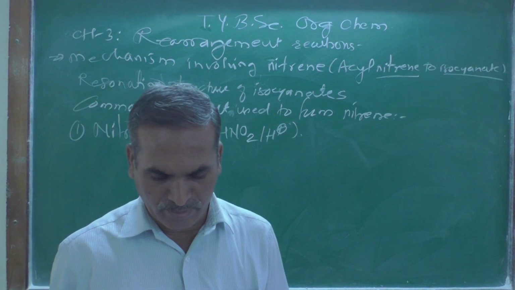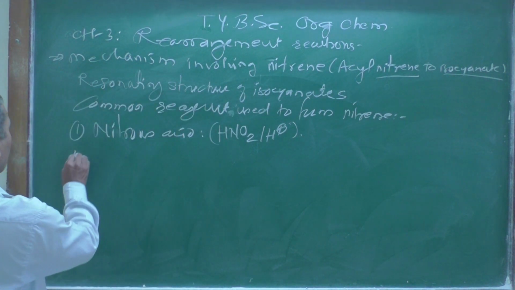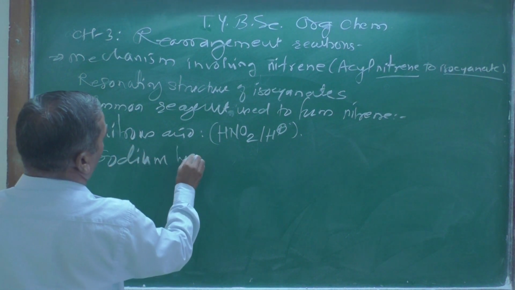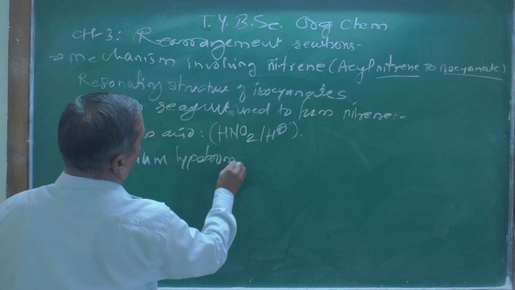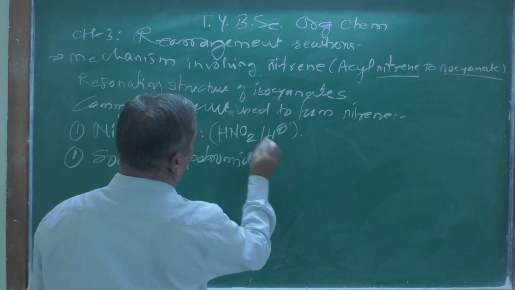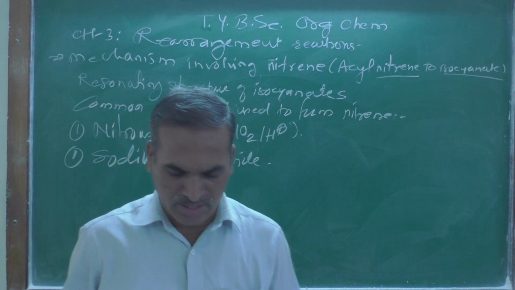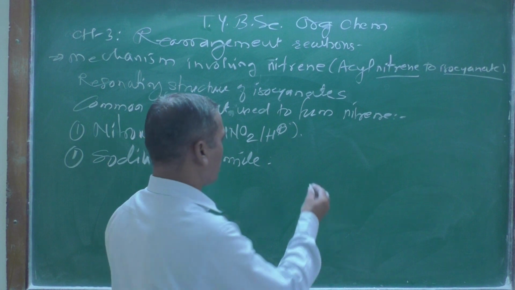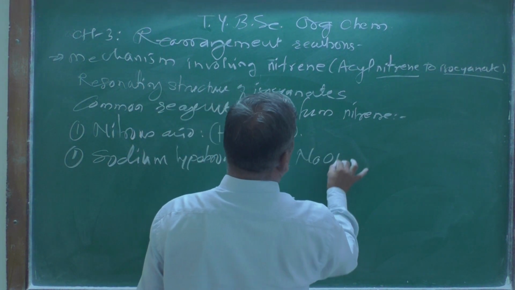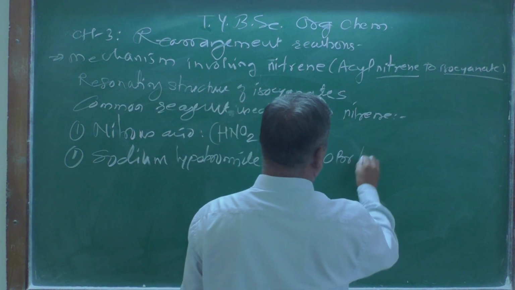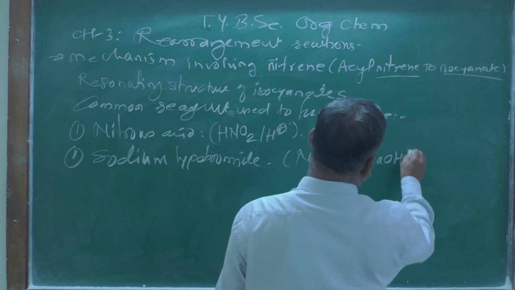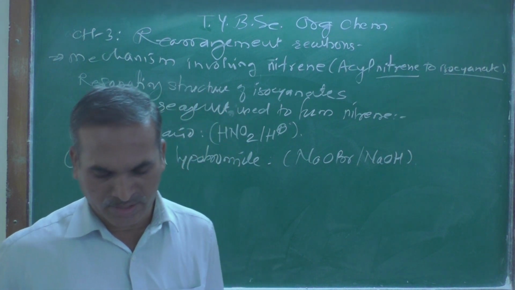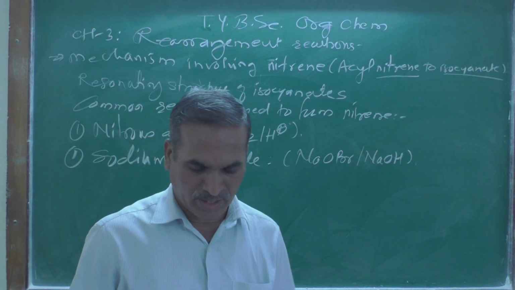Second is sodium hypobromite. Sodium hypobromite is another reagent used in this rearrangement reaction. In the above reaction, generally NaOBr, sodium hypobromite, in the presence of a base like sodium hydroxide, as we know, is a common reagent.